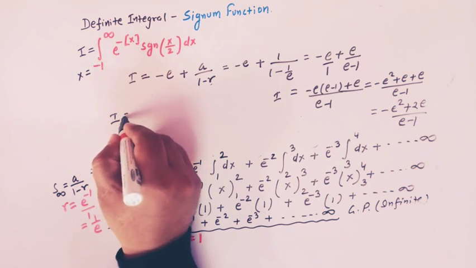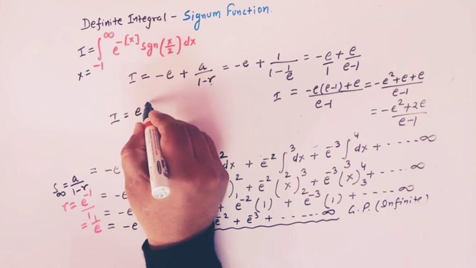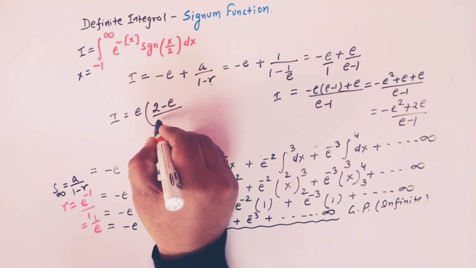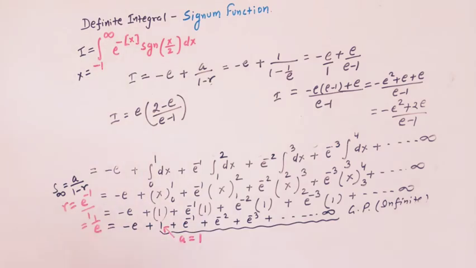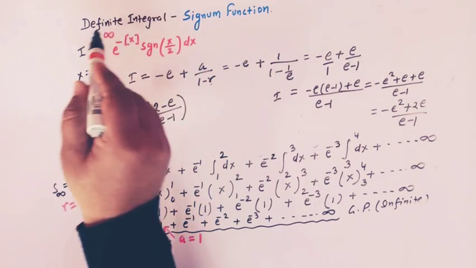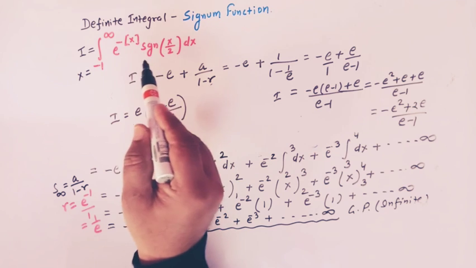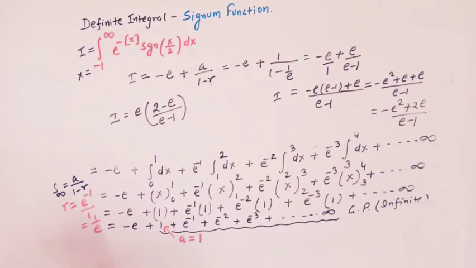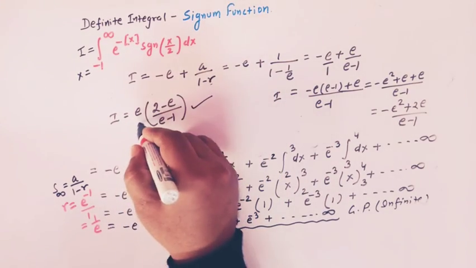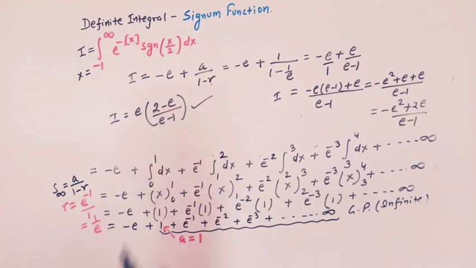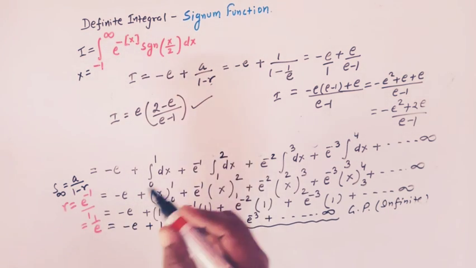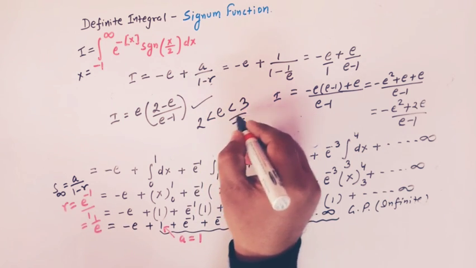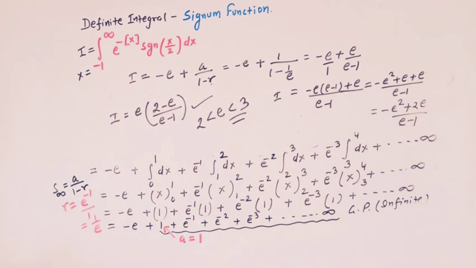And now this can be written as minus e square plus 2e over e minus 1, right? Which can further be written as taking e as common, so we can write it as e times 2 minus e over e minus 1, right? So viewers, the value of this integral, which comprises of the Signum function and the greatest integer function, is equal to e times 2 minus e divided by e minus 1, where e is the exponential number which lies between 2 and 3. So this is how we solve this integral.